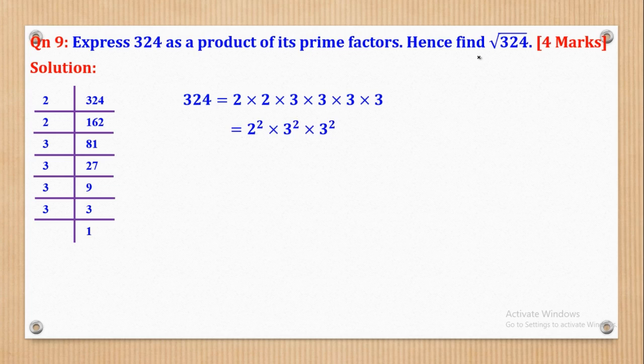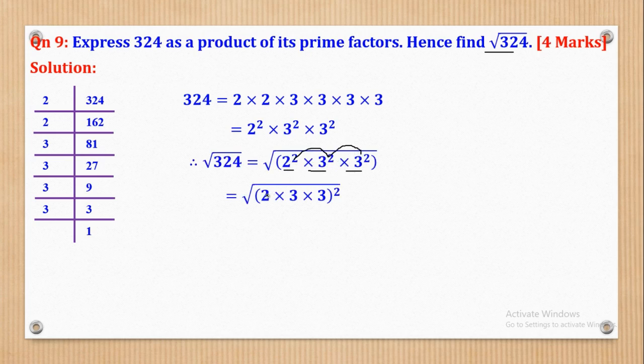But they wanted us to get the square root, so we'll say that the square root is equal to the square root of 2 squared times 3 squared times 3 squared. Because this power is the same for all and this is the product, it implies that it can become 2 times 3 times 3, everything raised to power 2. Now this square root and this square can cancel to remain with 2 times 3 times 3, and then I'll come up with 18 as my square root. So basically that's what they wanted.